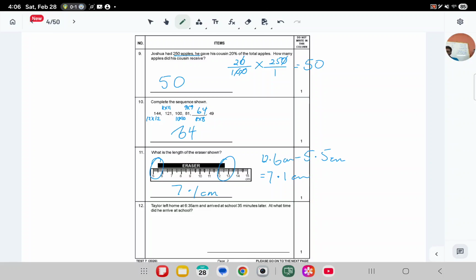Number 12, Taylor left home at 6:35 a.m. and arrived at school 35 minutes later. At what time did he arrive at school? Alright, so 6:35 a.m. plus 25 minutes will give us, to the nearest whole hour, 7 a.m. And 35 minutes later, we added only 25, so we have another 10 minutes to add. So 7 a.m. plus 10 minutes will give us 7:10 a.m.